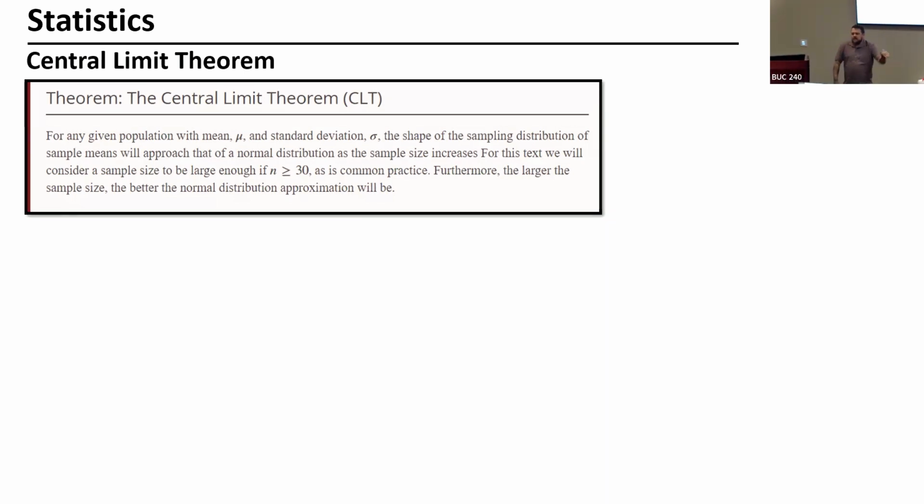Anything less than 30, you don't need it. It's not going to be as exact either, or you'll use some other distribution. The larger the sample size, the better the normal distribution approximation will be, kind of like that law of large numbers.